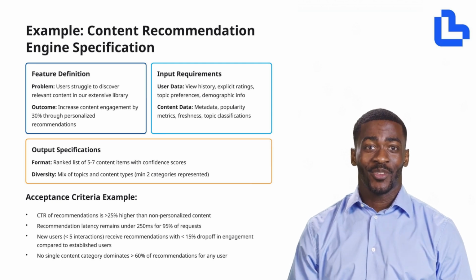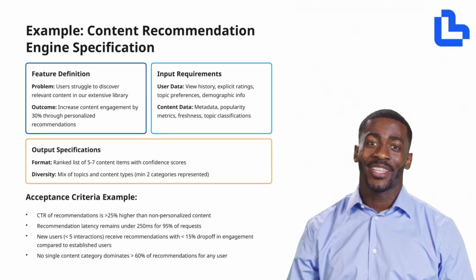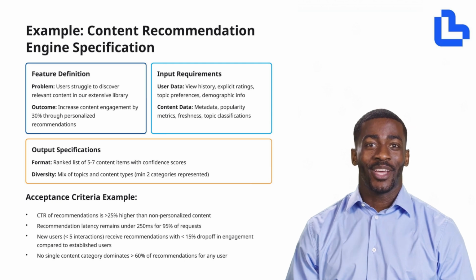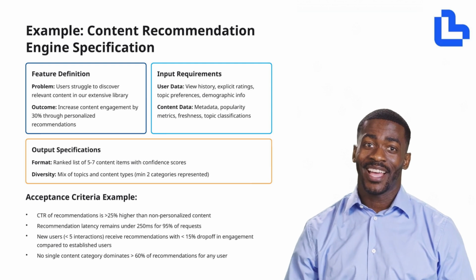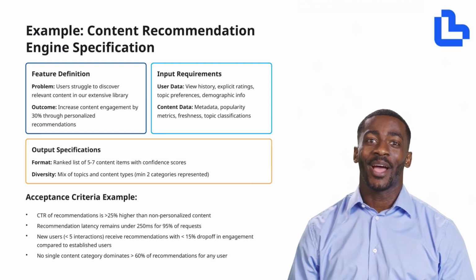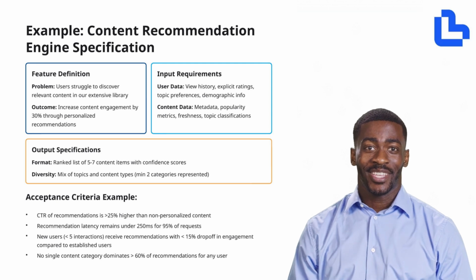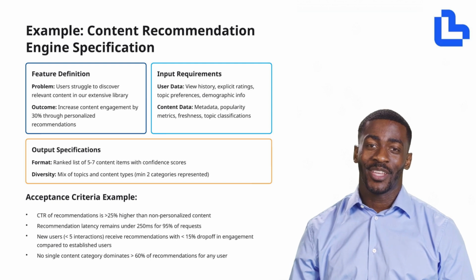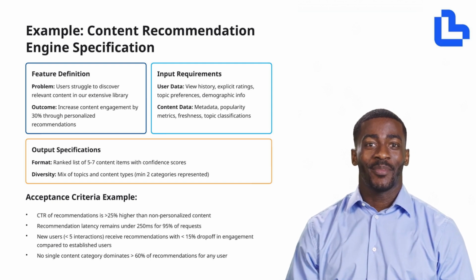The options include a content recommendation engine that suggests relevant content based on user behavior and preferences, a customer support assistant that handles Tier 1 inquiries by identifying intent and delivering helpful responses, a data anomaly detection system that flags unusual patterns in business metrics for further investigation. Here's how the exercise will work.